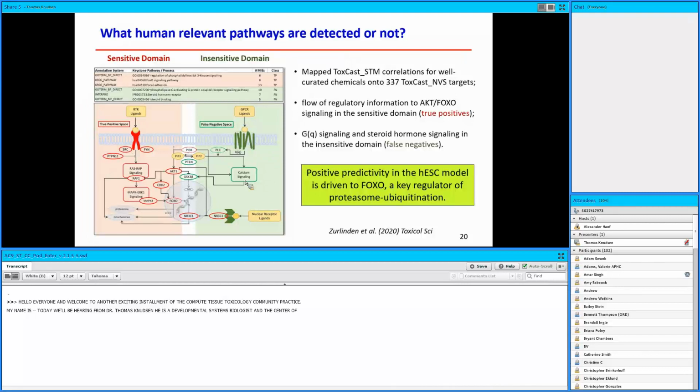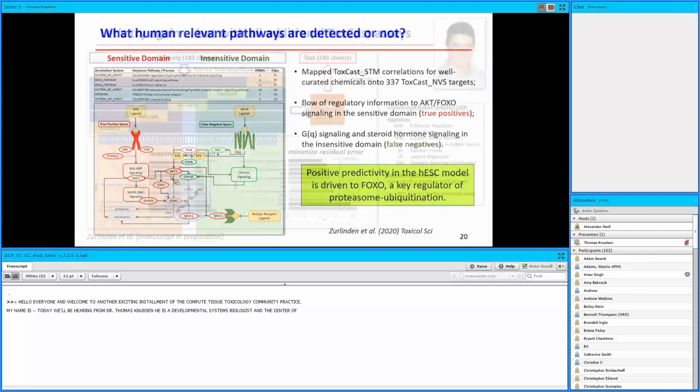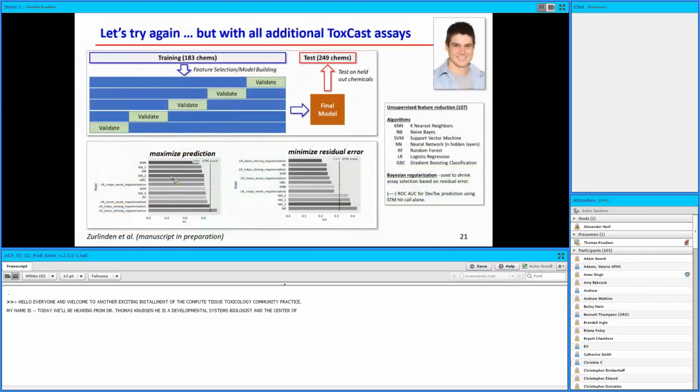So what I want to focus on is the positive predictivity in this model, which is driven, in our hypothesis, by FOXO. Now I'm going to get more into speculation. We haven't done the definitive studies, but we'd be happy to work with anybody that would like to work with us on this. But we think that FOXO is important, and it takes us again to the proteasome ubiquitination pathway shown down here on the lower left.